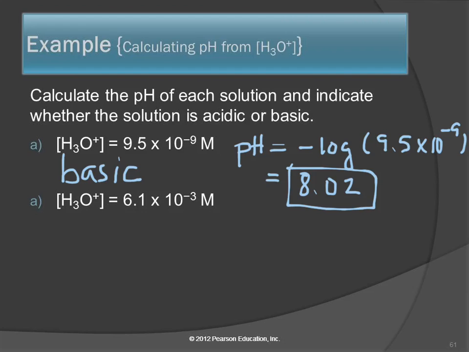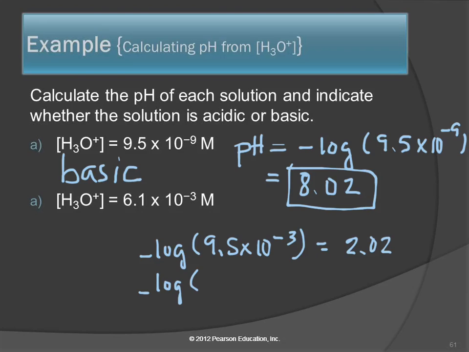I want to show you something really cool about significant figures with logs. Let's find the negative log of 9.5 times 10 to the minus 3. Let's find the negative log of 9.5 times 10 to the minus 14. I'm doing these in my head. Are you impressed? You won't be when I explain how I'm doing it.